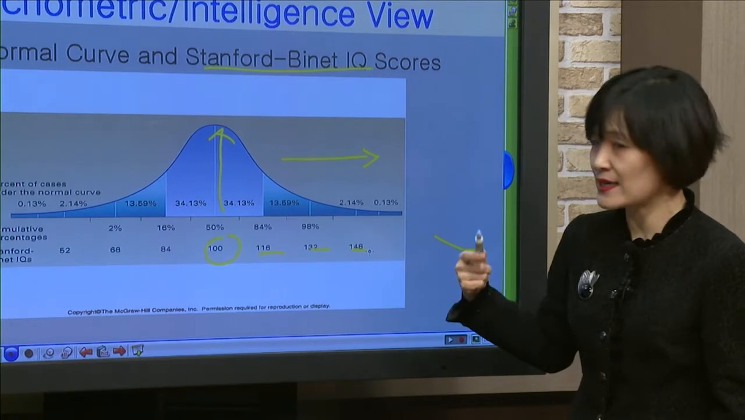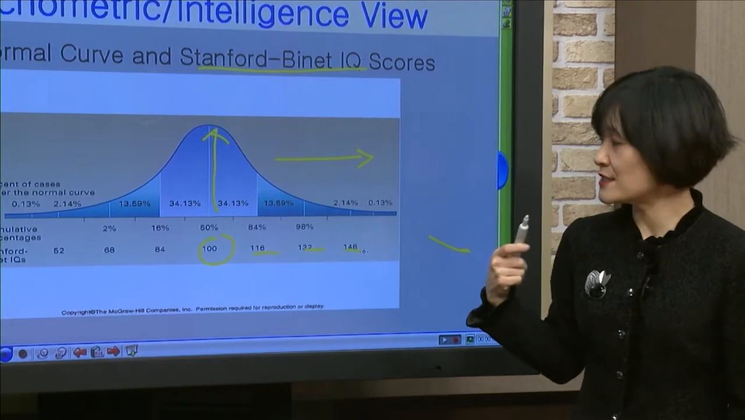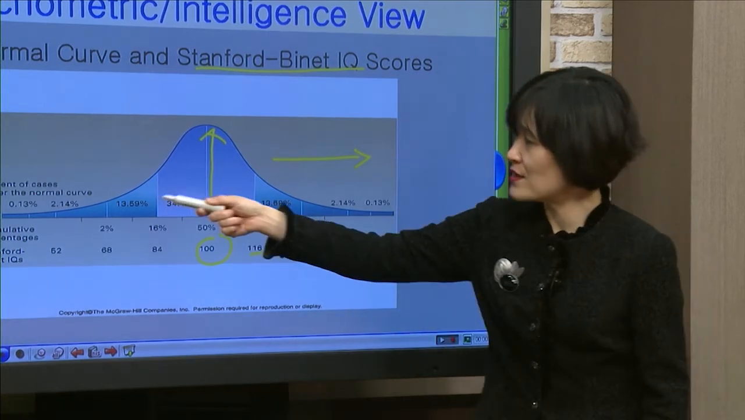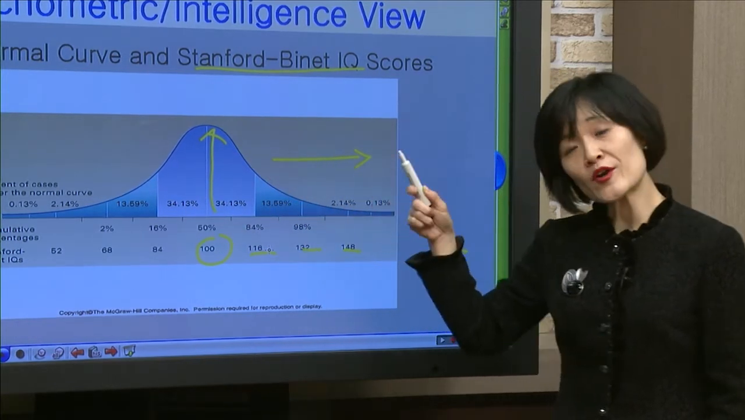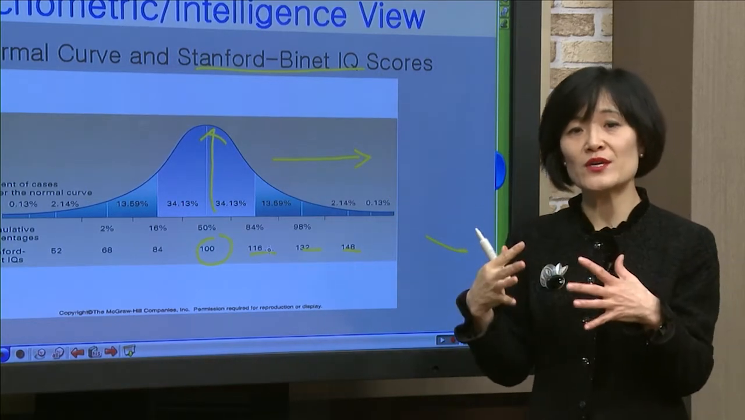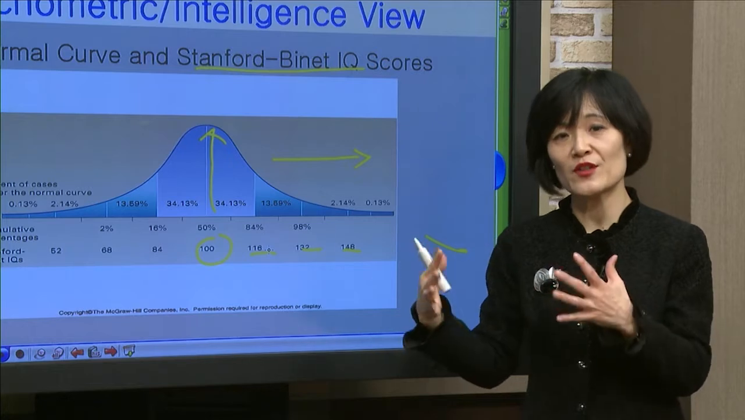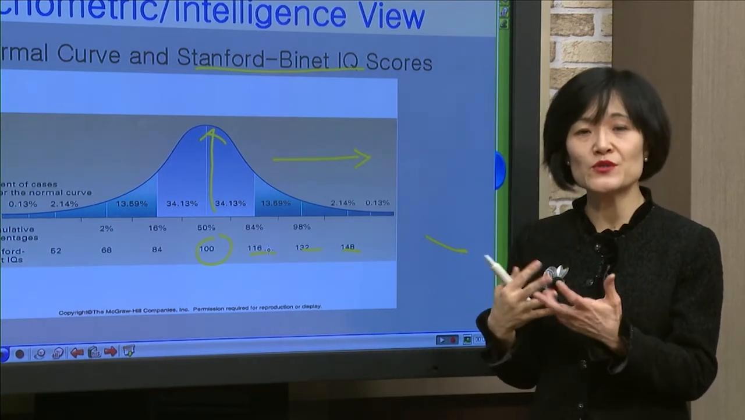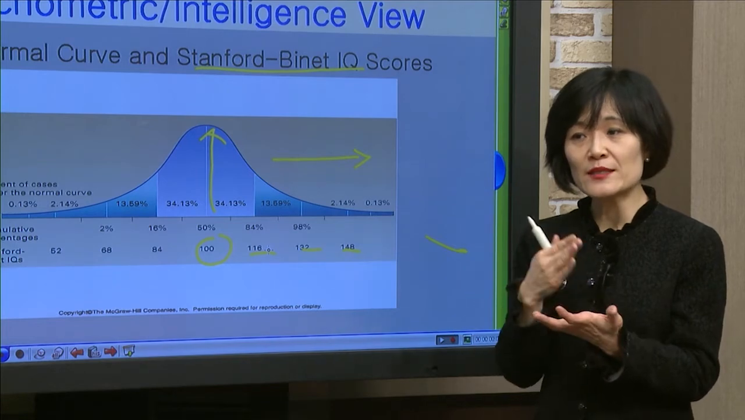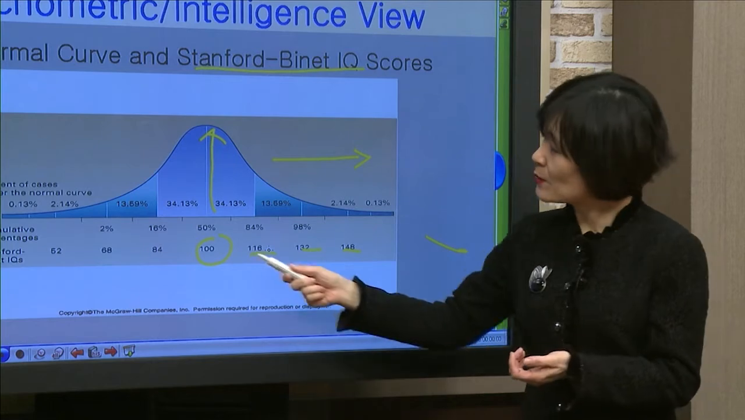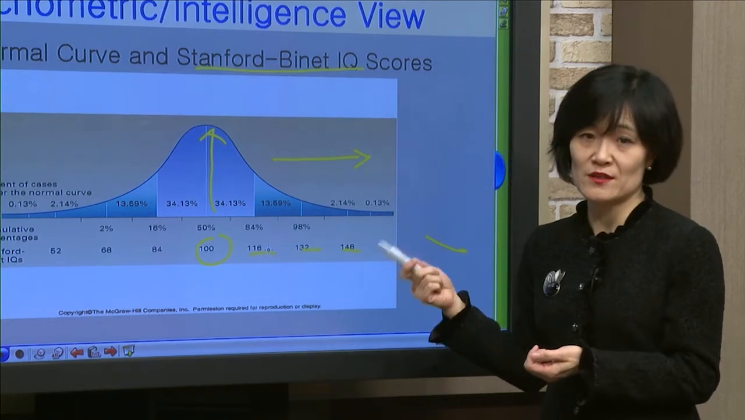Probably if you take the IQ test, you can get this score. And this score is based on this normal curve. The normal curve is made by all the scores of children or adolescents of a similar chronological age, or sometimes we have norms of adults. So depending on what norms your scores are compared to, your IQ score can be different.